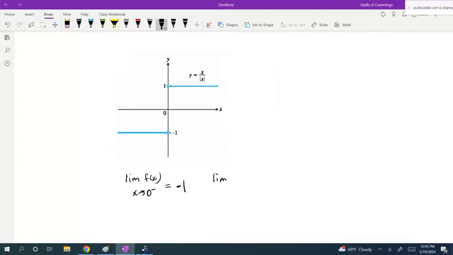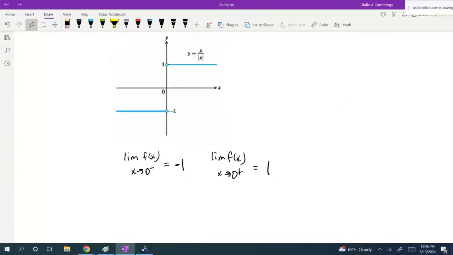Let's find the right-hand limit as x approaches 0 from the right. So notice that the right-hand limit as we approach 0 from the right is +1. Since the left-hand limit and the right-hand limit are not equal, then the limit for this function as x approaches 0 does not exist.